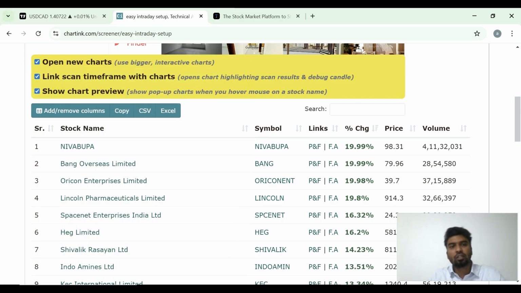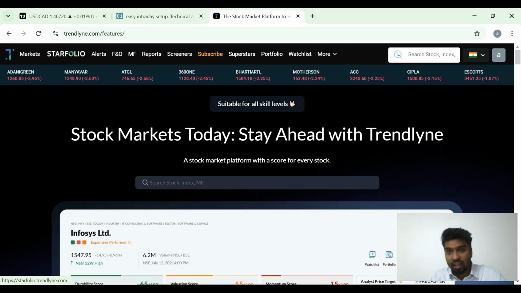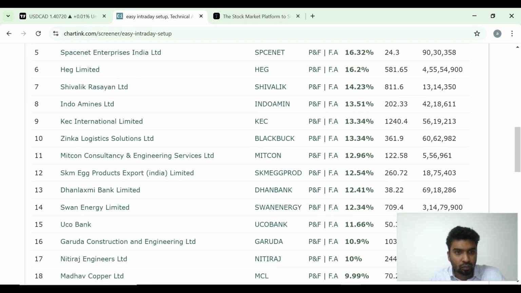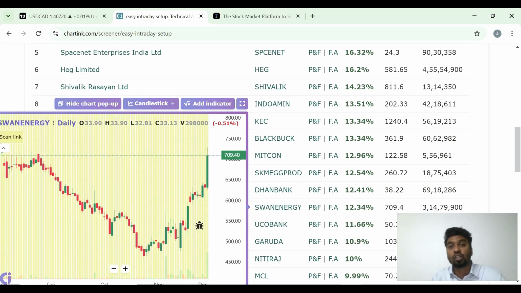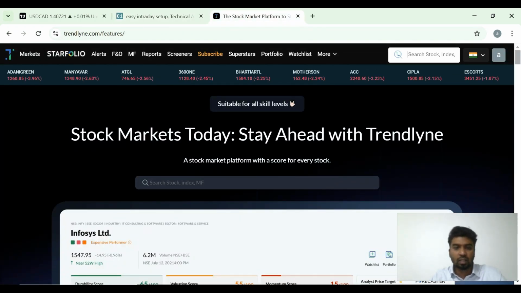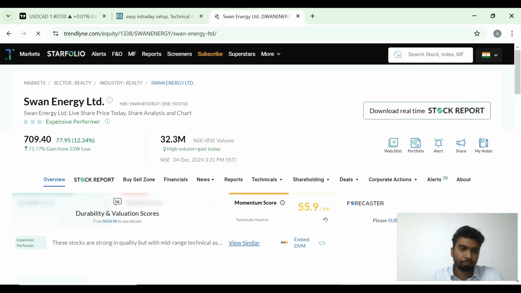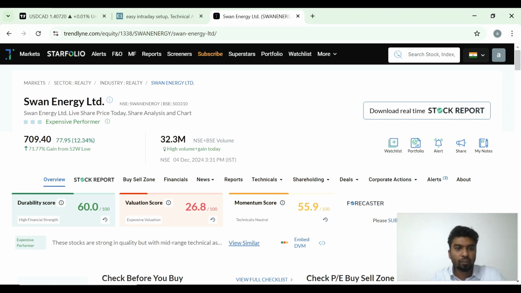To refine the stocks, to check whether a stock has momentum or good performance, we want help from the next site, which is Trendlyne. I will just show you. For example, I will randomly select one stock, Swan Energy Limited, which has performed 12.34% today. You see here the durability score is 60.0, and the momentum score is 55.9. This one can be considered.